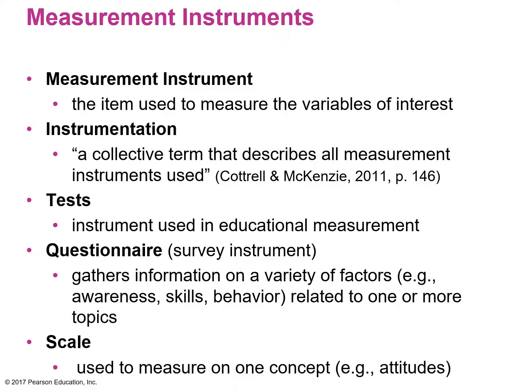Okay, so the first thing about measurement instruments is that an instrument is an item used to measure the variables of interest. So it could be a survey, it could be a measurement tool, but the main idea is you're trying to understand the variable that you're interested in, and then how do you measure it appropriately. Instrumentation, it's a collective term that describes all measurement instruments.